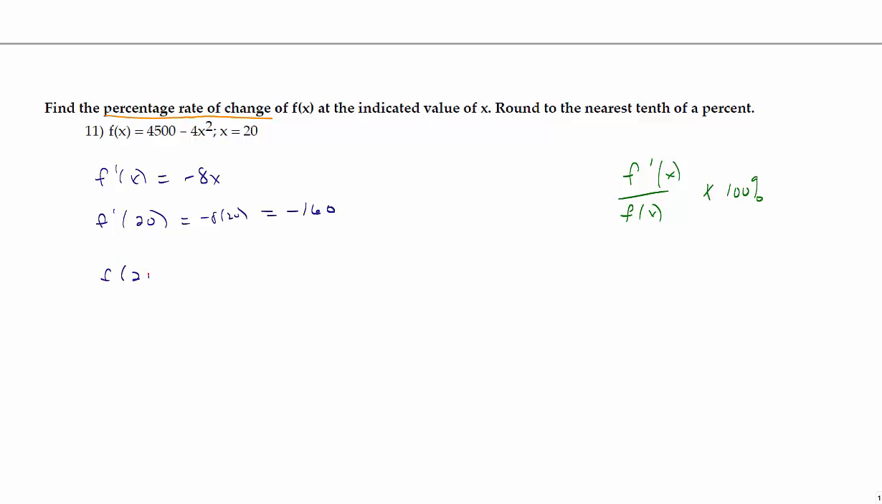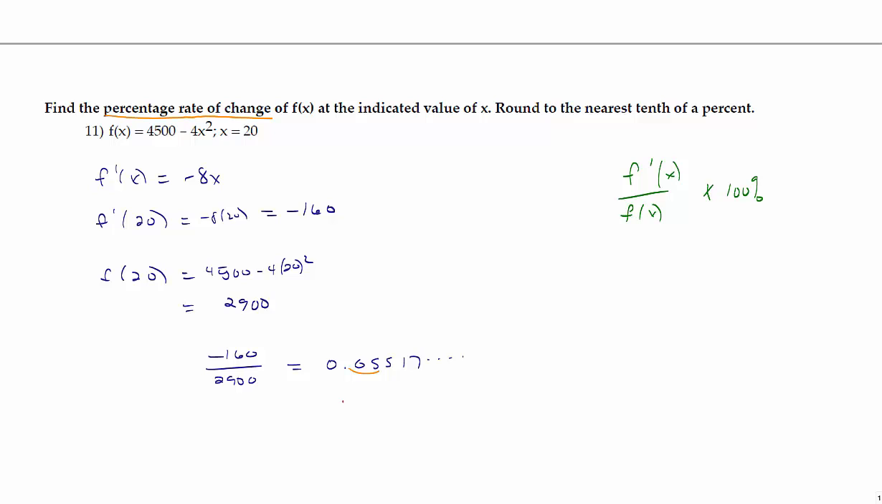And so f of 20, using my original function, I've got 4,500 minus 4 times 20 squared. And so let's see, that's going to be 2,900. Okay, so my relative, or my percentage rate of change is going to be negative 160 divided by 2,900. And then I have to, like I said, convert this to a percent. I get 0.05517, a bunch of stuff. Convert it first to a percent and then do your rounding.